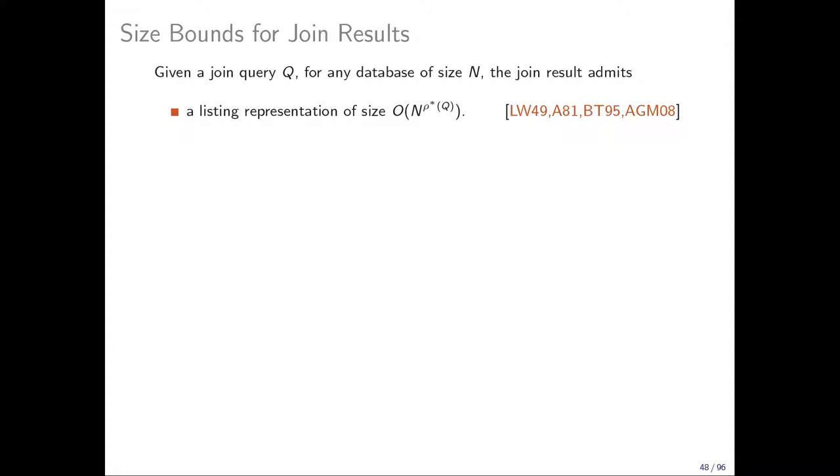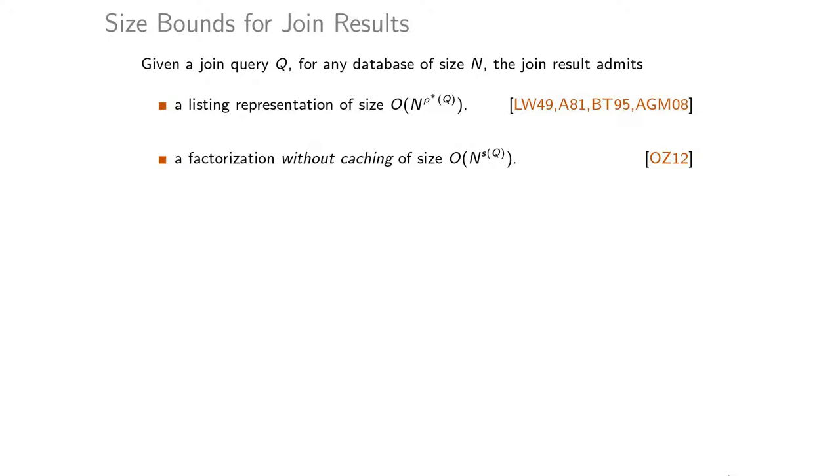So the results are as follows. I want you to recall that given a join query Q and a database of size n, the join result, if it has a listing representation, tuple by tuple, has a size given by the measure we just discussed, which is n to the fractional edge cover number, rho star. But if you do a factorized representation without caching, the caching I showed you, then this rho star is replaced by another width measure, which is S, standing for some factorization width.